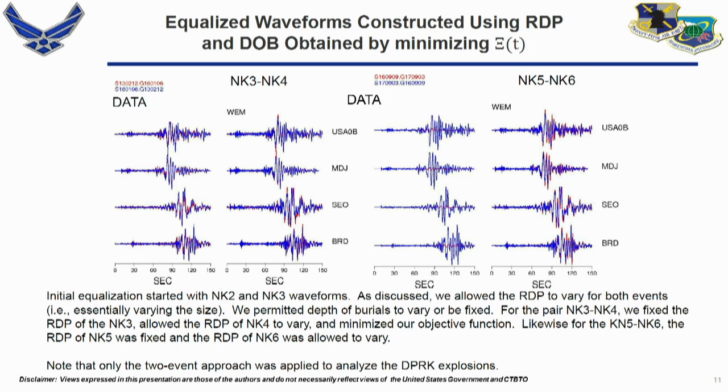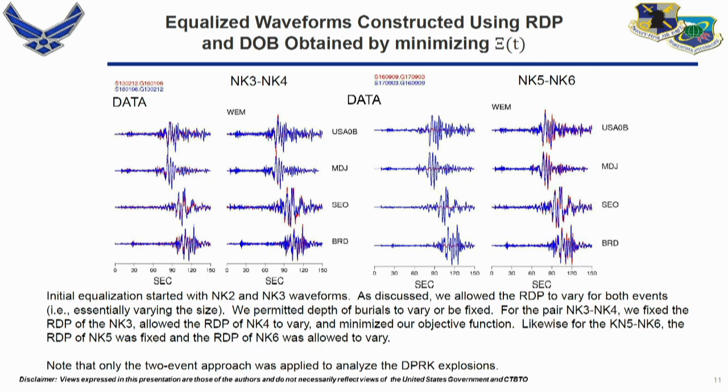Now, these are the cases where I'm applying this to the DPRK data. On each of these, for example the third event and fourth event, the left-hand side panel is the data. When I plotted the data on top of each other, there is a mismatch. But when I went to the equalization method, I found the RDP appropriate for those two events, and that fit is better. It has started fitting the data.